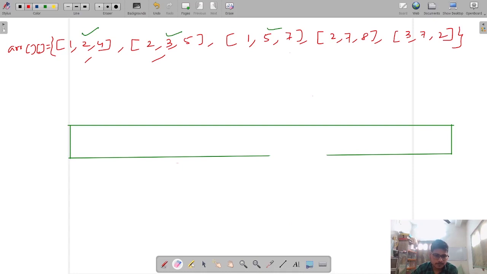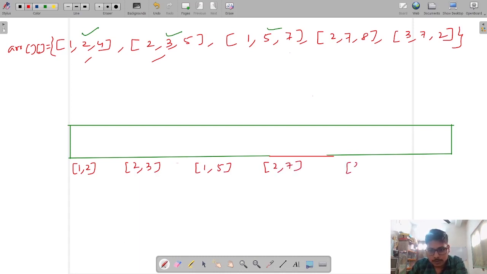What I have to do, I have to assign meaning. Before that I am just writing. So this is 1 to 4, this is the time interval for 1 2, this is for 2 3, this is for 1 to 5, this is for 2 to 7, and this is for 3 to 7. Okay, and I'm getting a profit of 4 here, 5 here, 7 here, 8 here, and 2 here. All right.